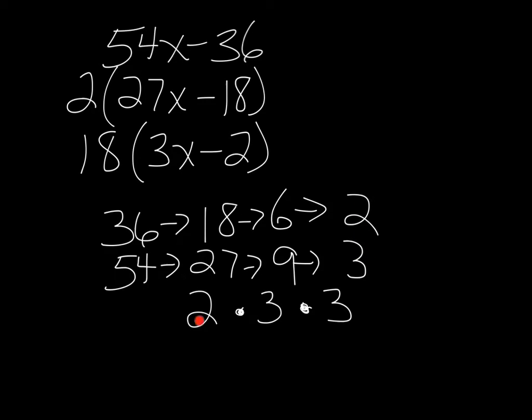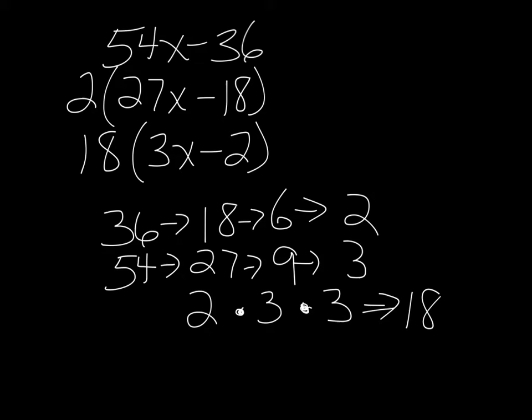However, now I need to look at 2 times 3 times 3. 2 times 3 is 6. 6 times 3 is 18. And voila, I have 18, which I got from doing the problem in this manner. And now I have 18 as my greatest common factor.